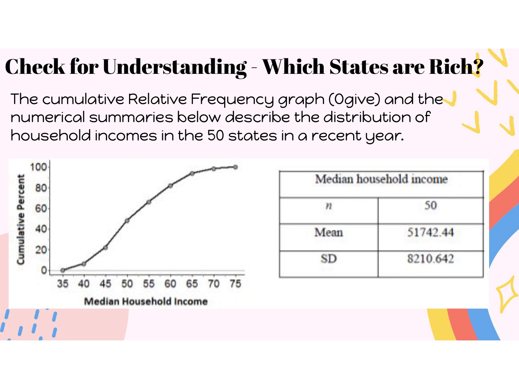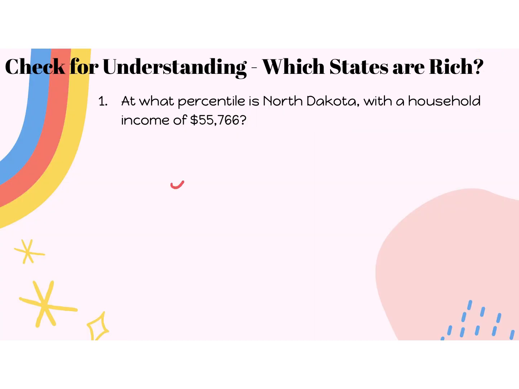So number 1 wants to know at what percentile is North Dakota with a household income of 55,766. So we want to look at our OGIV chart. I want to go to about 55,000 up and over. It's going to be about the 65th percentile or the 70th percentile. Okay, so it'll be about the 70th percentile here.